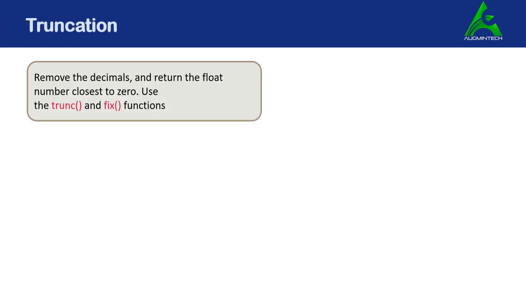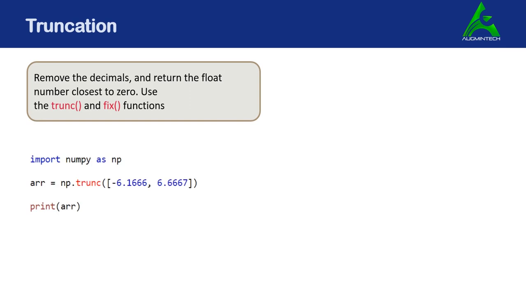Now let's see what is truncation. So here we remove the decimals and return the float number that is closest to 0. Here we use the trunc and the fix functions. So here we can pass some values to np.trunc and this is going to truncate and give us the output. Same as with fix, when we do np.fix and then give the values, it will truncate and return the output.